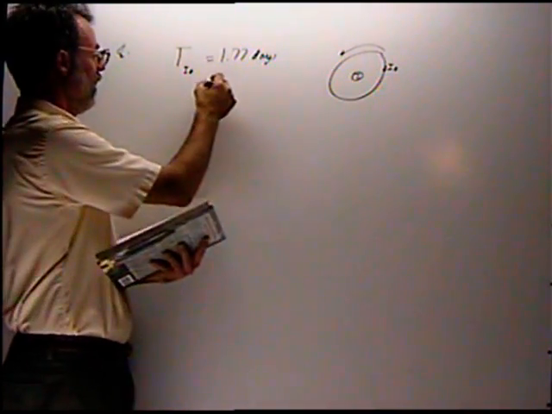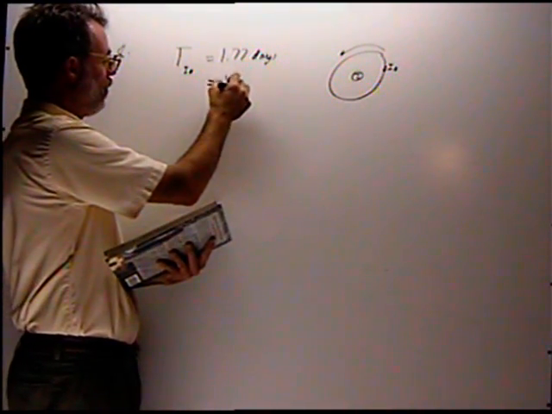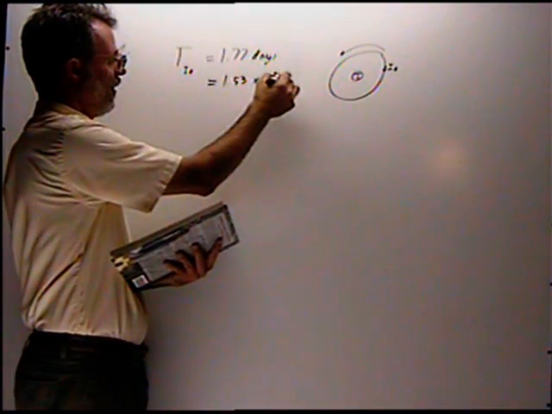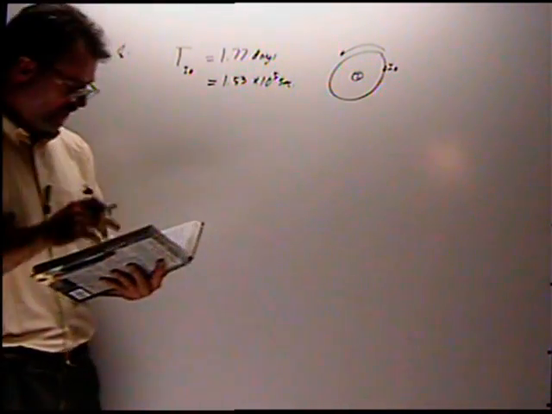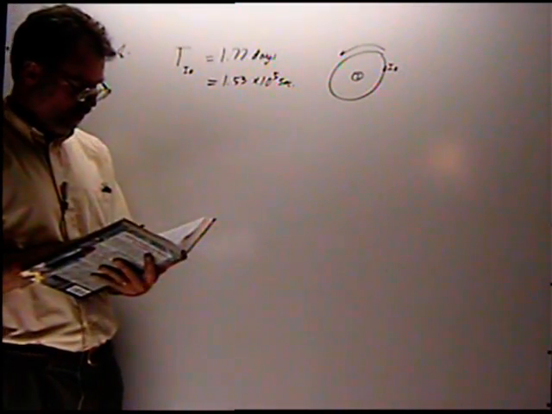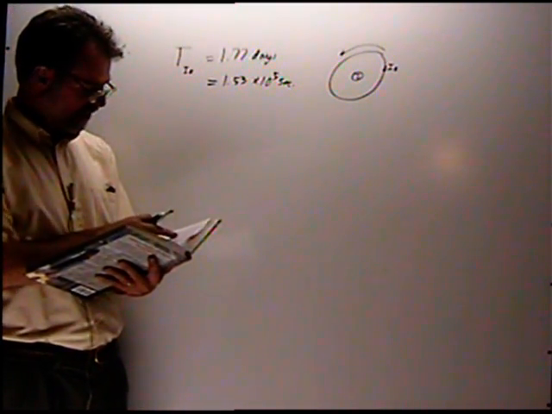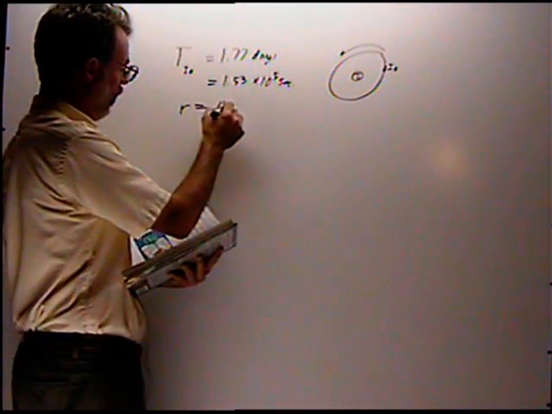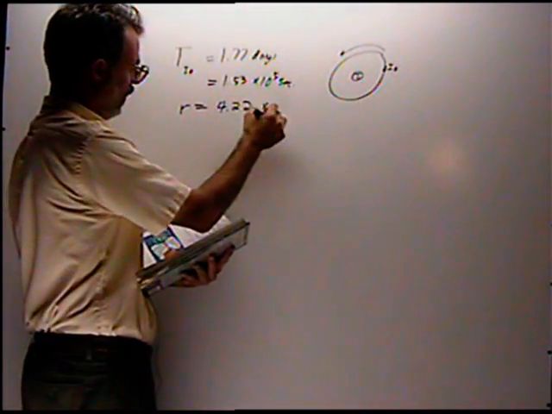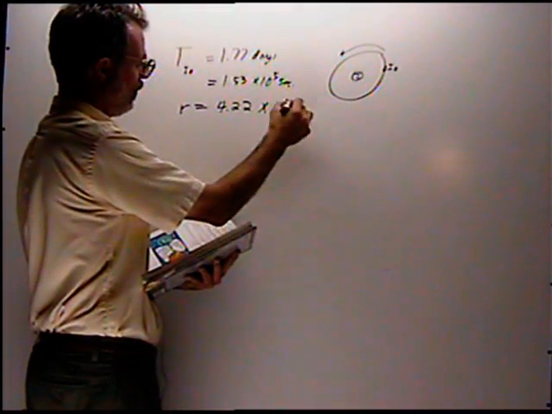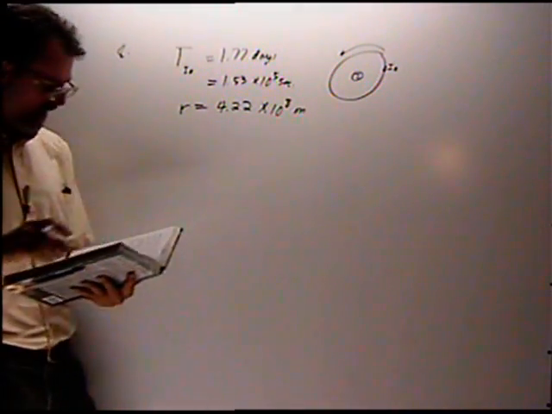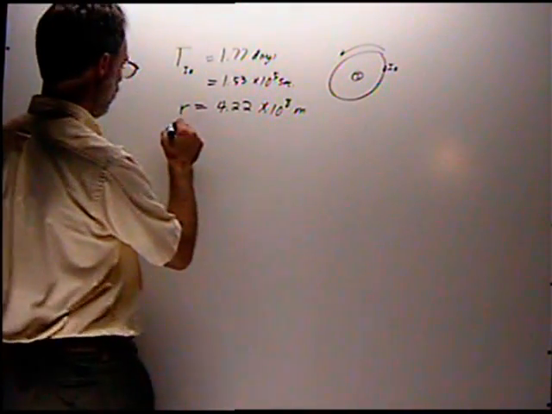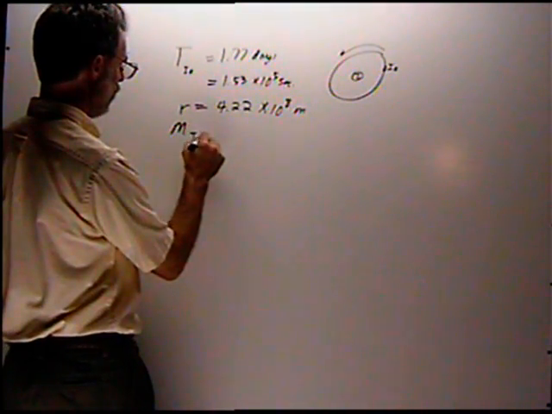And that's 1.53 times 10 to the 5th seconds. Okay, if Io orbits Jupiter at a radius, it gives you the radius of 4.22 times 10 to the 8th meters. What is the mass of Jupiter? So you want to know what the mass of Jupiter is.